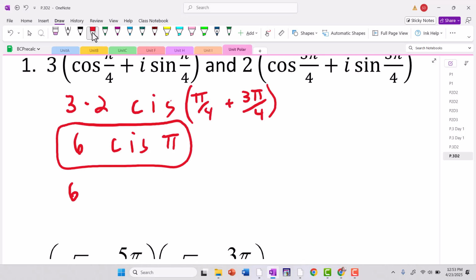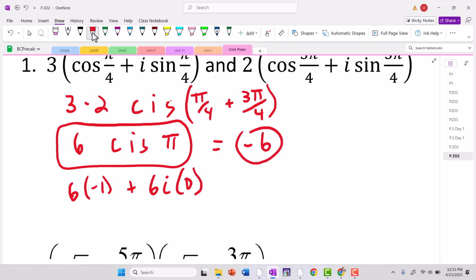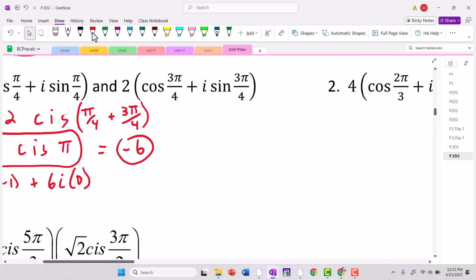What's cosine of pi? We have a standing coordinate plane in class with all the quadrantals noted, and then quadrant 1, fractions. So cosine of pi is -1. What's sine of pi? 0. So this equals -6 as a rectangular answer. All right? Yeah, that's all I got to say about that.